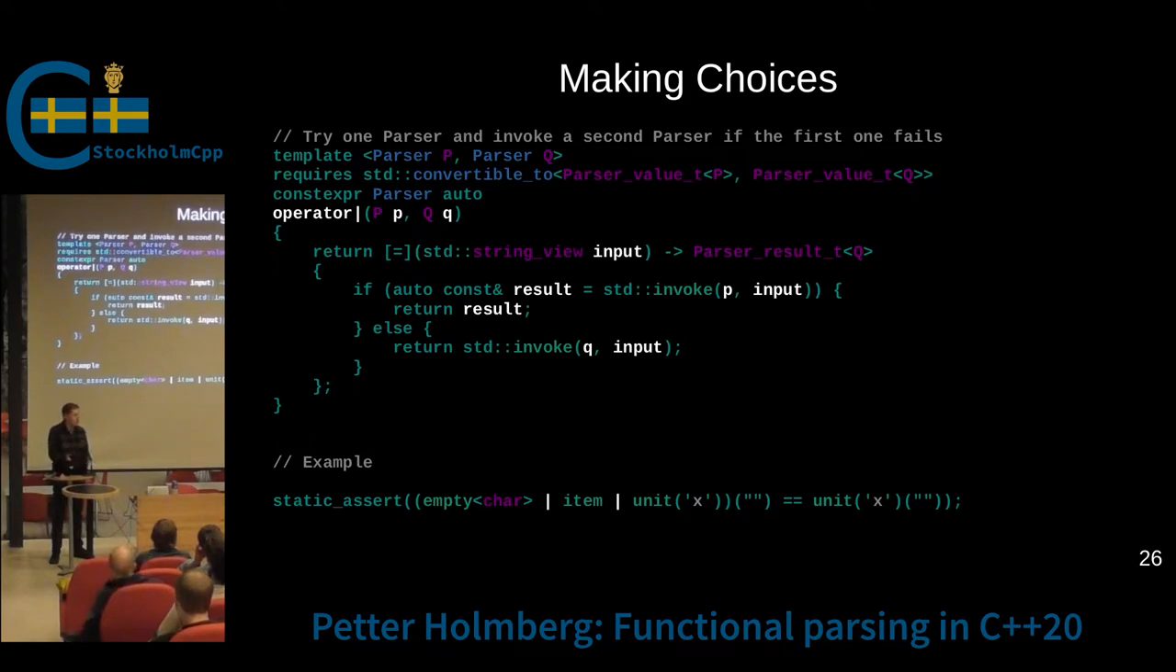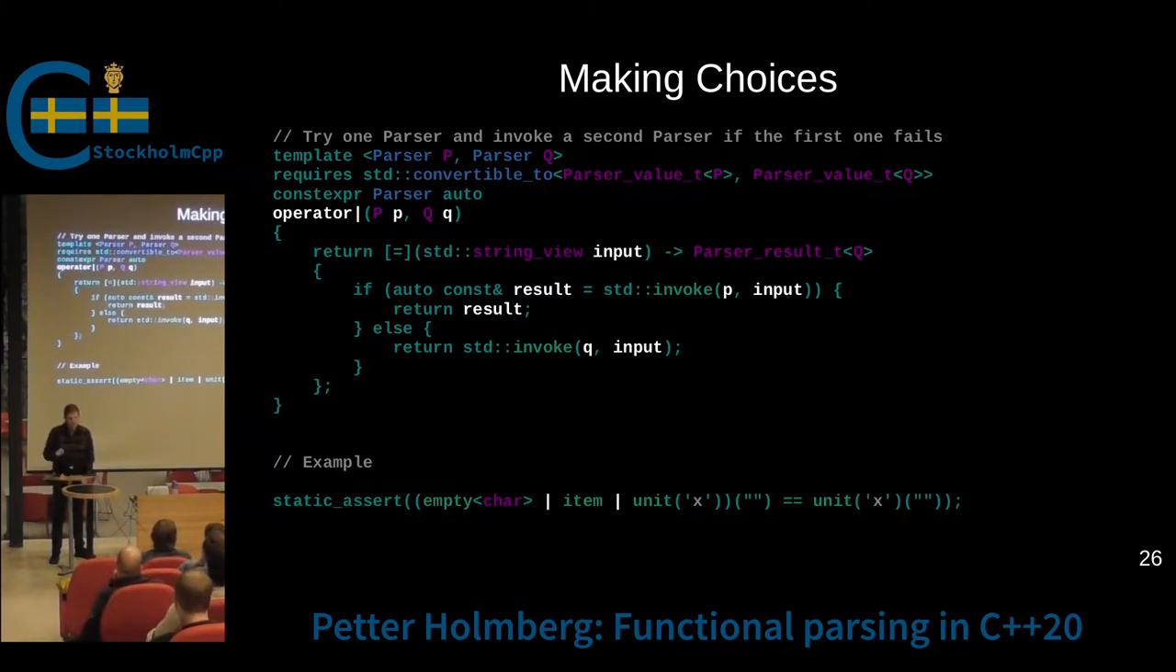So here's the first use of std::invoke, because we don't know exactly what kind of callable type our p is here. So we just call it with std::invoke. And then since the result should be an optional pair, remember, optional has an explicit operator bool, so we can use it just in an if statement to check if it's empty or not. And if it's not empty, we are happy. We have successfully parsed with p. But otherwise, we try q.